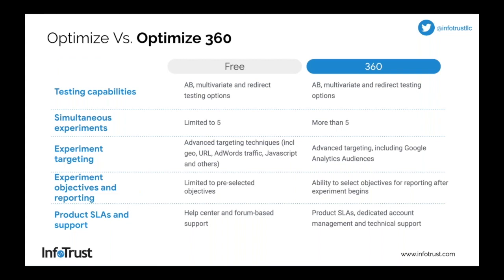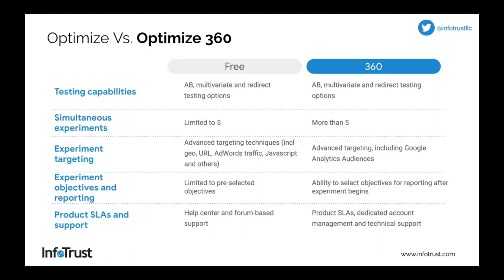So let's start by talking a little bit about Optimize versus Optimize 360. I will also point out some of the differences as I go through this presentation, but overall, in terms of the testing capabilities, both the free and the 360 version have the same options: A/B testing capability, multivariate, and a redirect testing option. Also, the personalization options are available for both versions.